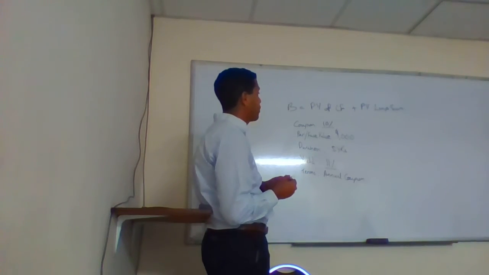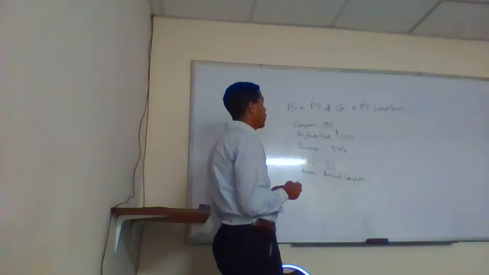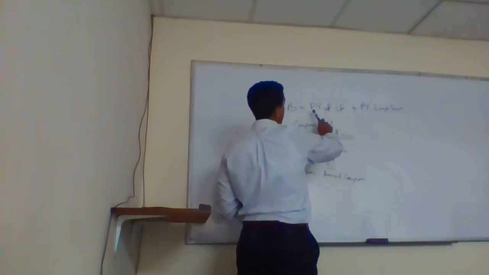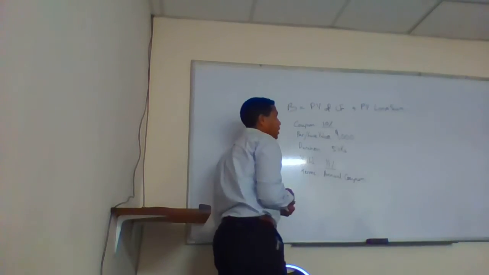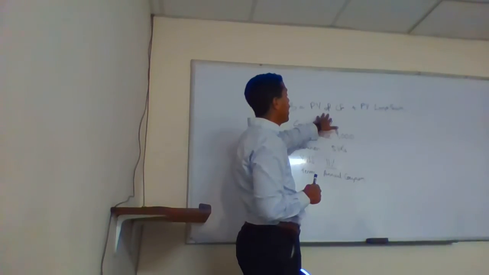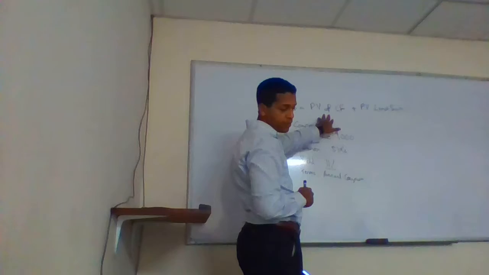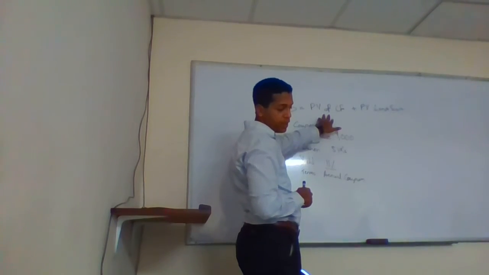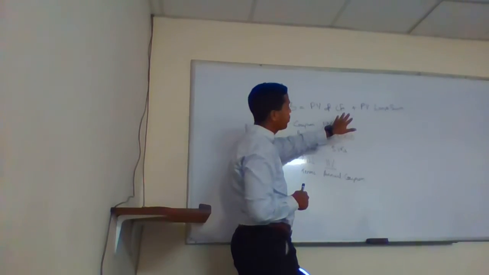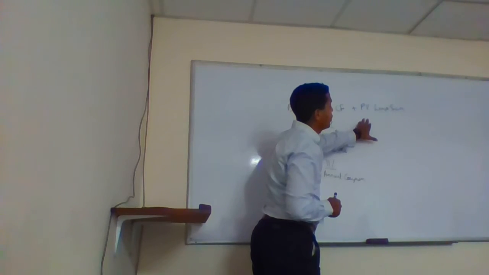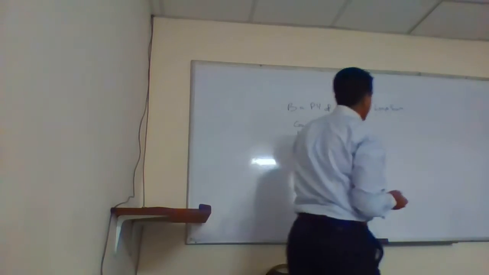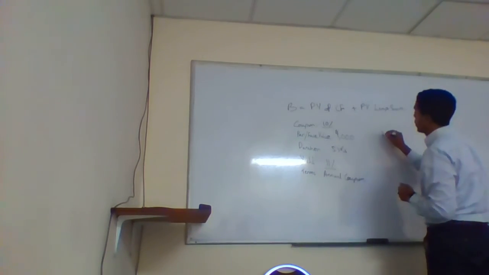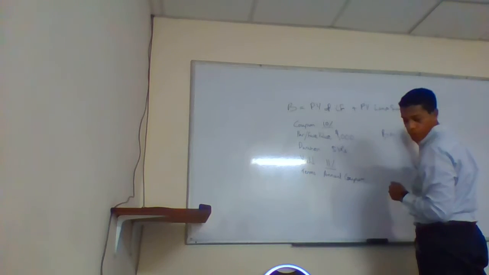So let's value this bond. Remember, it's the present value of the cash flows plus the present value of a lump sum. The present value of the cash flows, you could do the same way you would do an annuity. And for the lump sum, you can do the present value of the lump sum. So we can write that out.